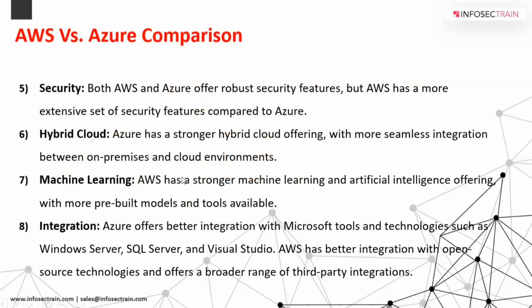So AWS has a stronger machine learning and artificial intelligence offering with more pre-built models and tools available, right? I have shown you the AWS part right now, and you can see there was machine learning, multiple options were present there, right? So that's the thing with machine learning. AWS has an edge over it. Okay, right till now.